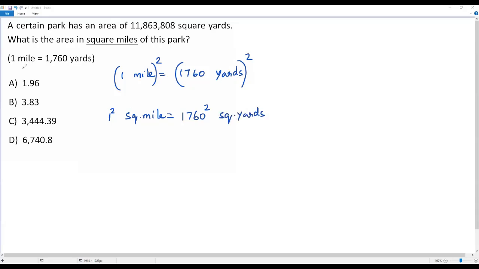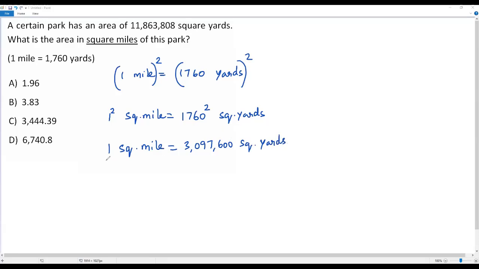Okay, now I got these two quantities in terms of square units. The value of 1 squared is just 1. Then we get 1 square mile on the left side is equal to, when I take the square of 1,760, I am getting 3,097,600 square yards. Okay, from now, this problem can be solved using proportion.